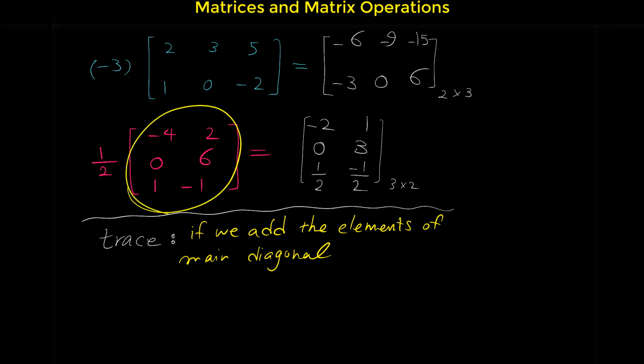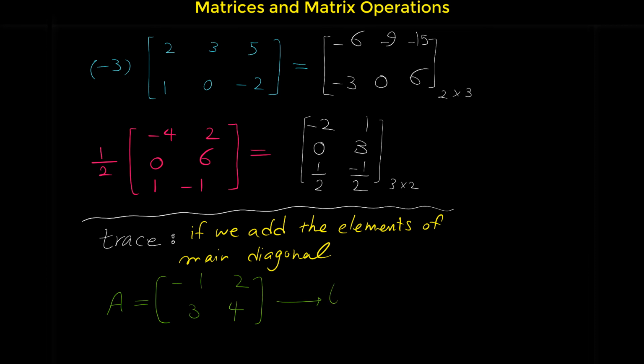For example, this matrix has no trace, it is undefined. What is the trace of this matrix? It's undefined because this is not a square matrix. Let me show you an example of finding the trace of a matrix. For example, consider this matrix: -1, 2, 3, 4. What is the trace of this matrix? The trace of the matrix A, we show the trace with TR. Trace of A is -1 plus 4. Add the elements on the diagonal. -1 plus 4 is 3.